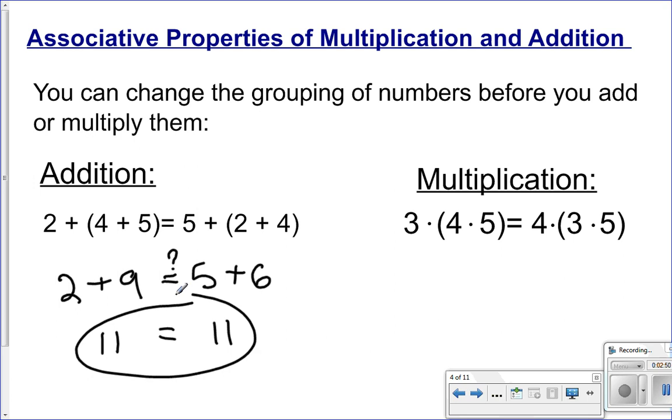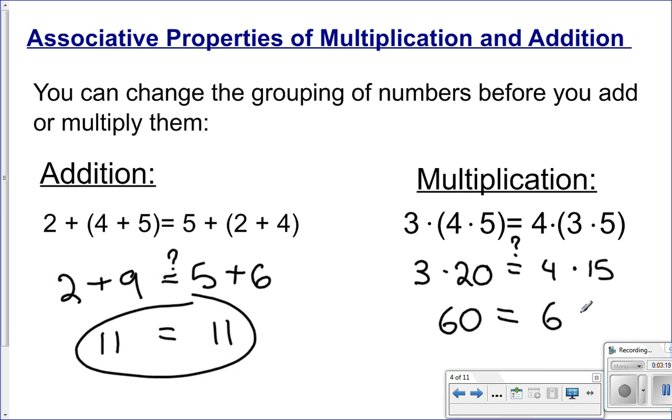The same thing applies for multiplication. 4 times 5, I have to do this first because it's in parentheses in the order of operations. 4 times 5 is 20. Bring down the 3. 20 times 3 is 60. Now let's see if that equals the same as the right side. So 3 times 5 is 15. Bring down the 4. 4 times 15 equals 60. So yes, that is true as well. So there are two examples of the associative properties of addition and multiplication.